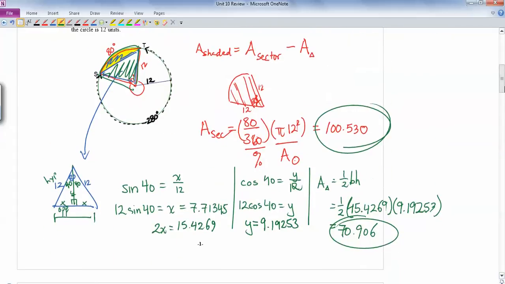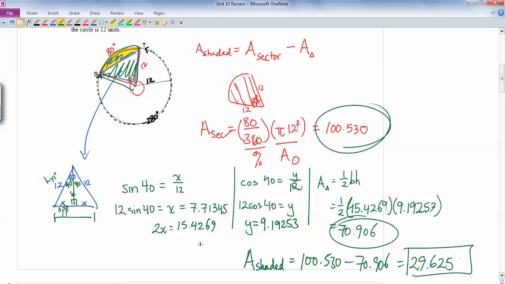So then the area of the shaded region is going to be the 100.530 minus the 70.906. If you kept all those numbers stored in your calculator, when you plug it in, you end up with 29.625. And then remember, if there were units here, the area is in units squared, so I'll write units squared. You don't have to give me units if I don't give you units, but if it was inches, it'd be square inches or inches squared. That's the same idea. Okay, hope that helps a little bit.